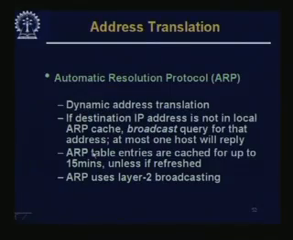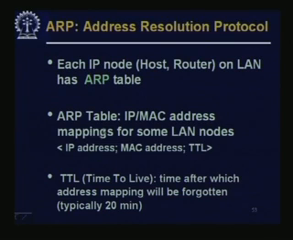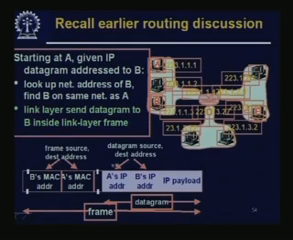ARP uses layer 2 broadcasting. Each IP node on a LAN has an ARP table. The ARP table is an IP to MAC address mapping for some LAN nodes, and there is a time to live, something like 15 minutes, or it depends, after which the address mapping will be forgotten, typically around 15, 20, 25 minutes.